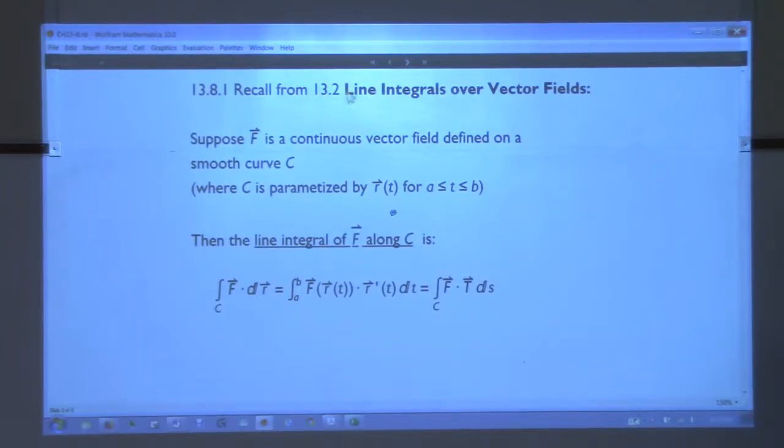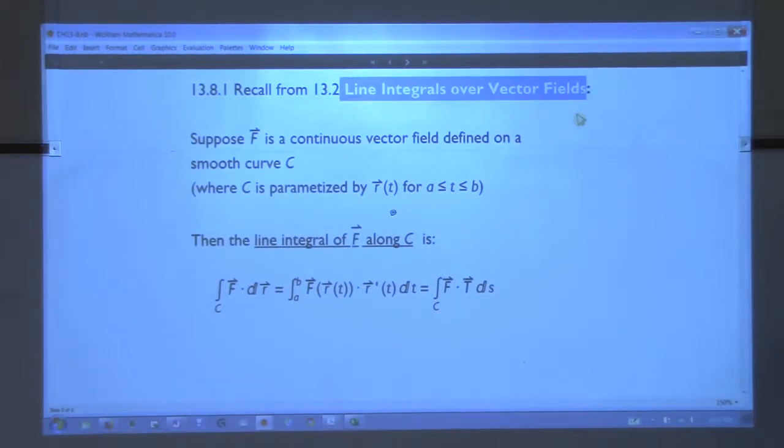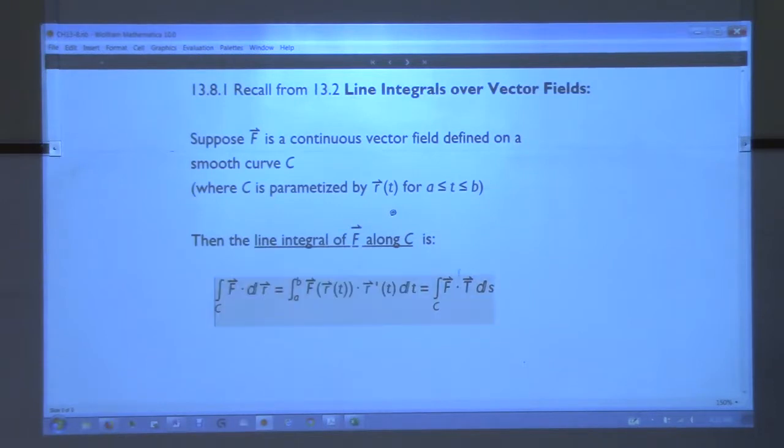When we first started doing line integrals in 13.2, which seems forever ago, line integrals over vector fields, this was work. This was us computing work. And so this was the formula for work. This was the notation for it.